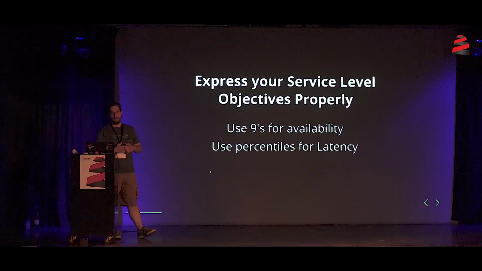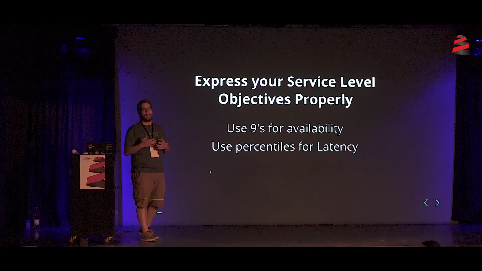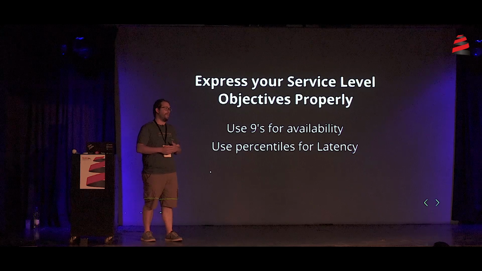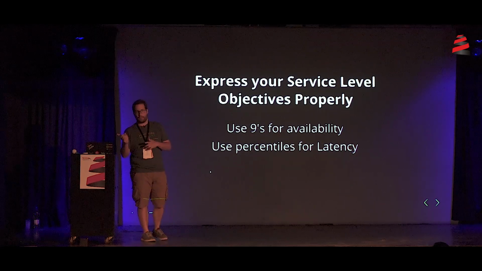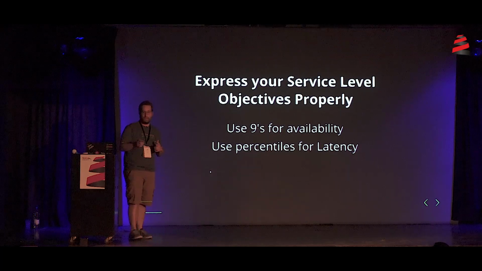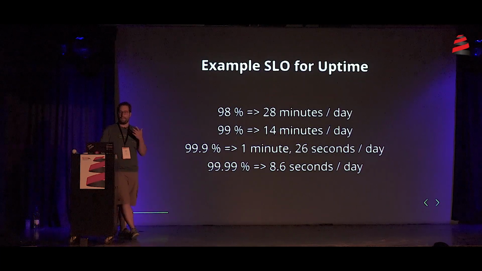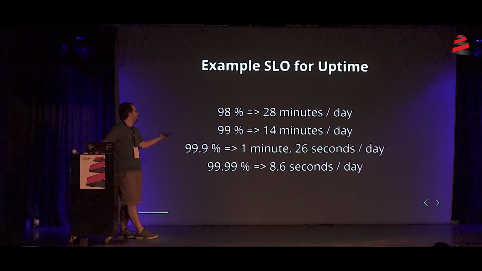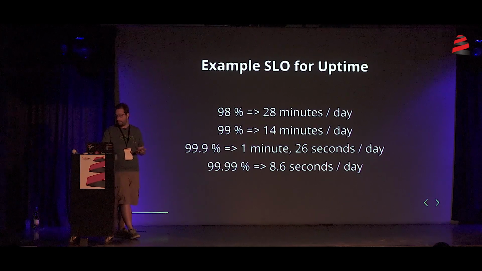So if you want to talk about availability, think about numbers of nines, like how many nines of availability do I want to have? And if you're talking about latency, you have to use percentiles, and we're going to see why in a second. So if we're talking about uptime, this is a simple example. You can do 2 nines. That's 14 minutes per day that your service is allowed to be down. Are you good with that?